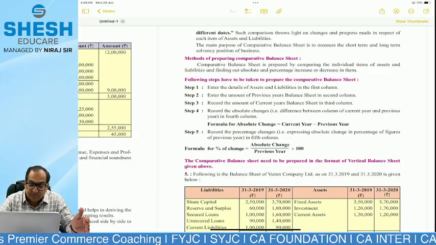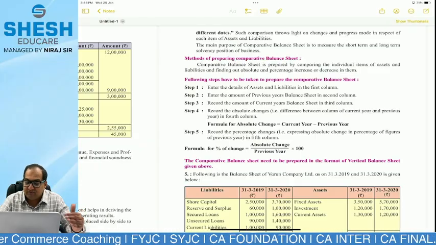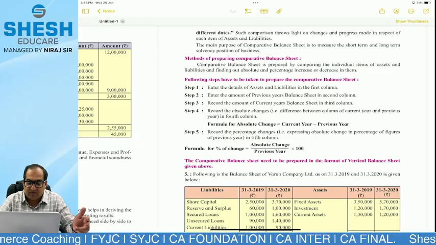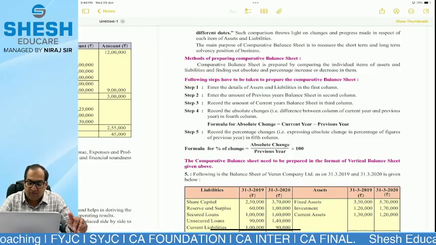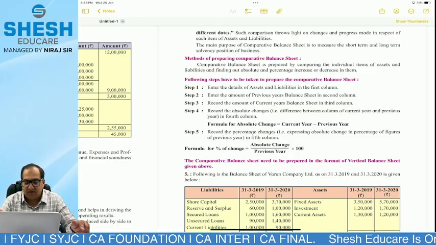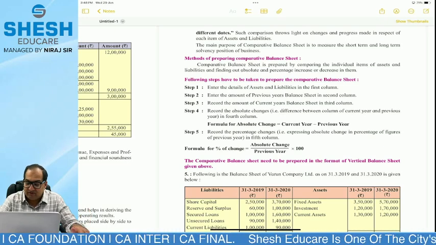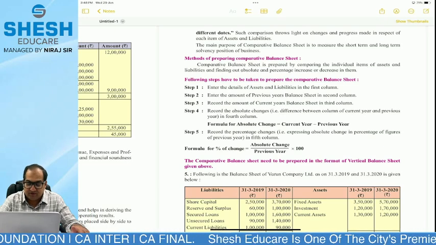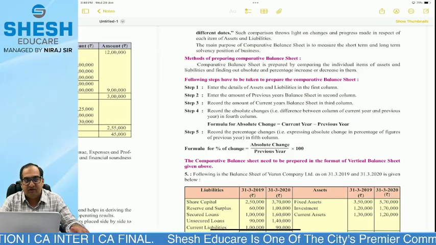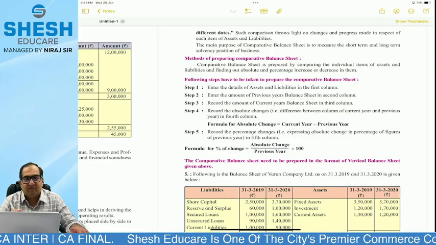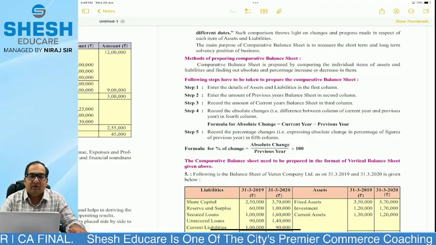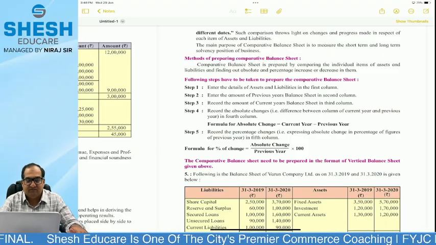Record the absolute changes, the difference between the current year and previous year, in the fourth column. The formula for absolute change is current year minus previous year, naturally. Record the percentage changes, expressing absolute change as a percentage, that is absolute change upon previous year. मैंने अभी आपको बोला previous year 5 लाख है, current year 5 lakh 50 है, तो absolute increase is 50,000.